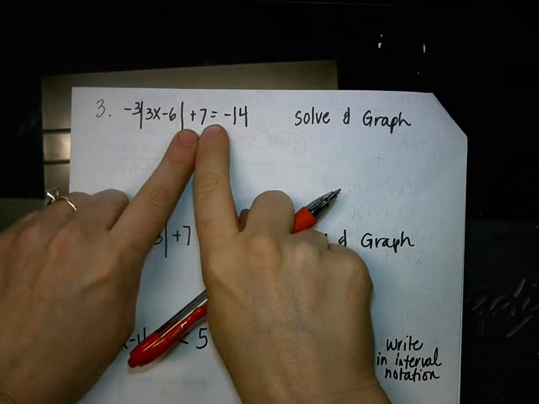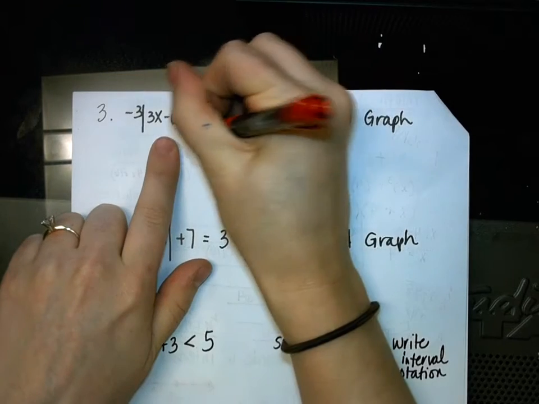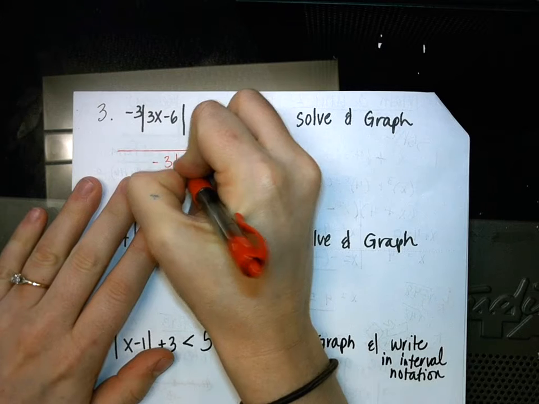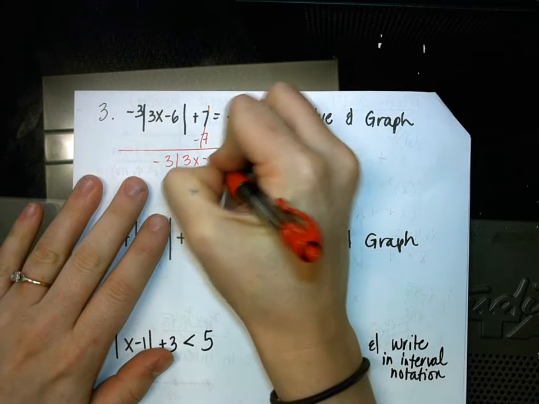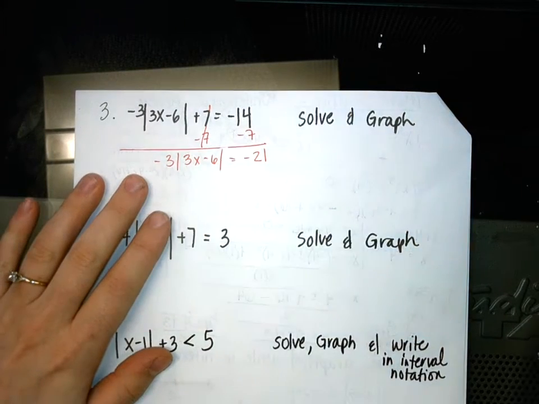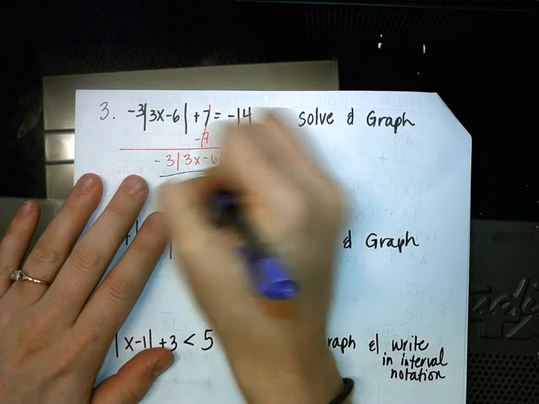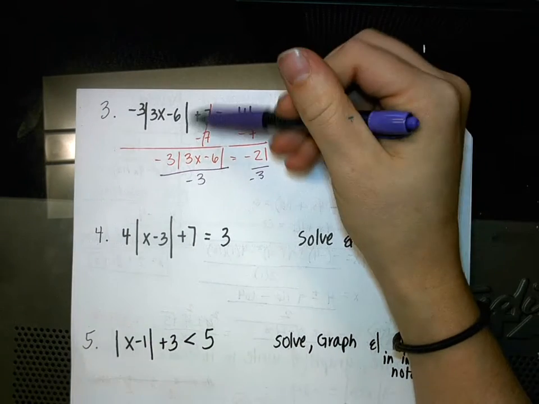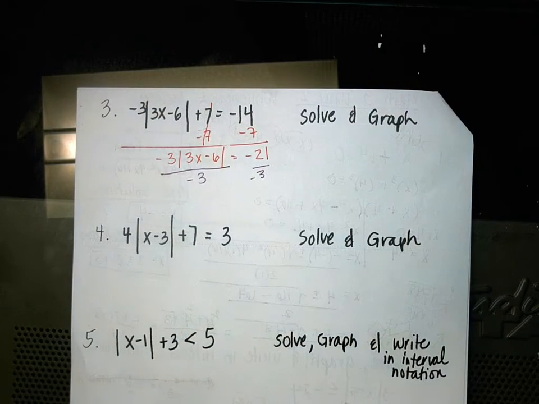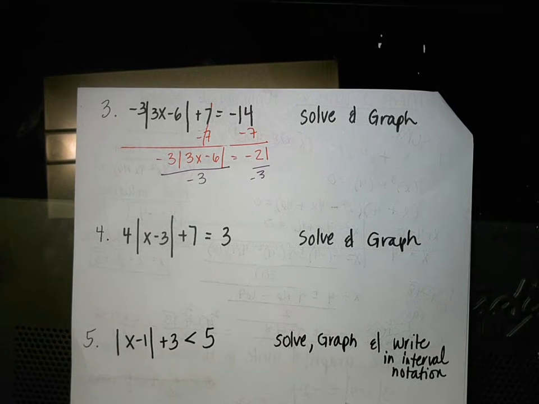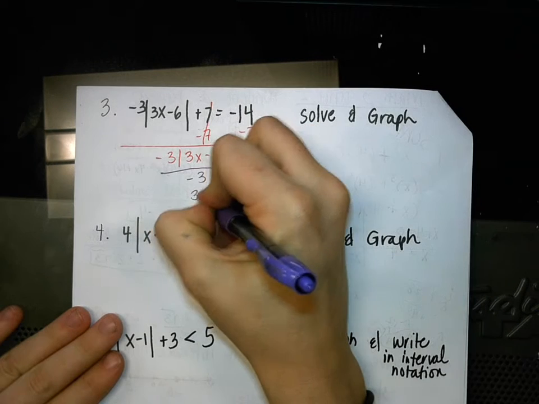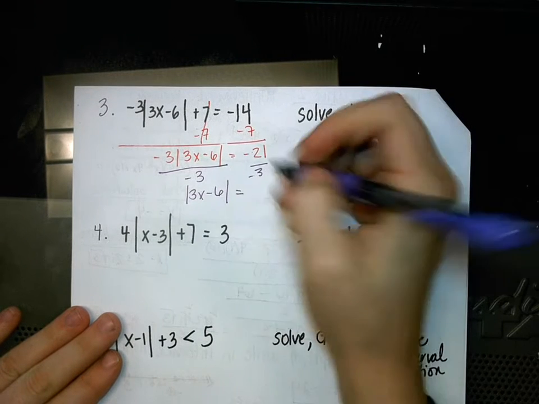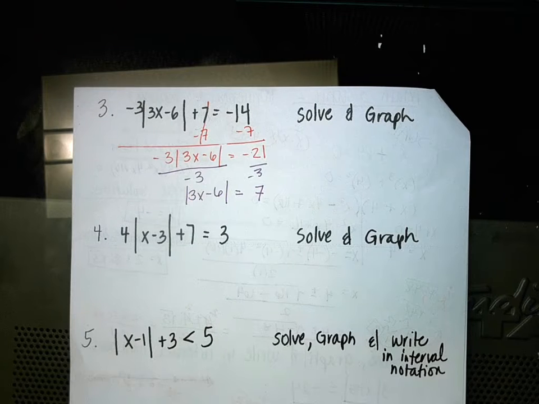This is an equation, but still absolute value, so I still want to isolate my absolute value before I continue. So I subtract 7 from each side, then I divide by -3. Remember that you're getting rid of addition and subtraction first, then you're getting rid of multiplication and division. So when I do that, I get 3x minus 6, which is inside my absolute value still, equals a negative divided by a negative is positive, so +7.